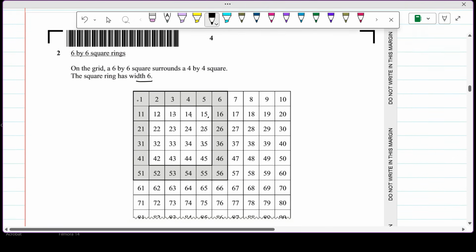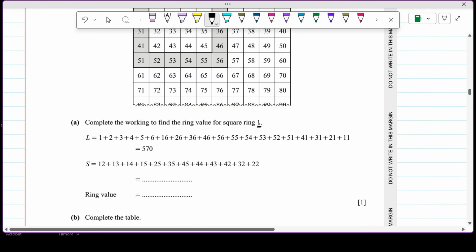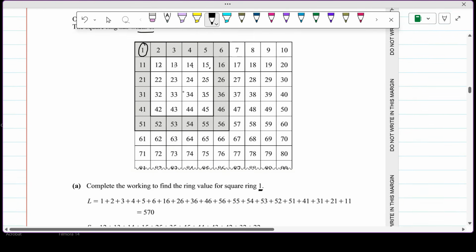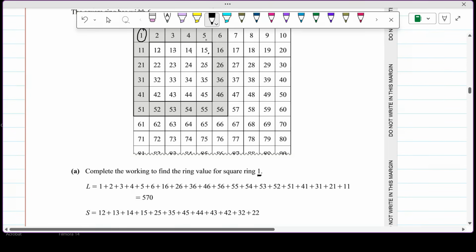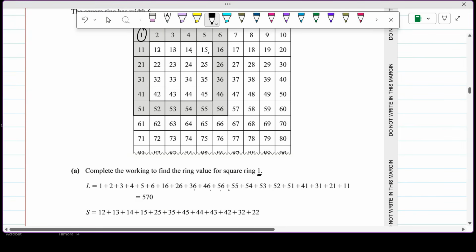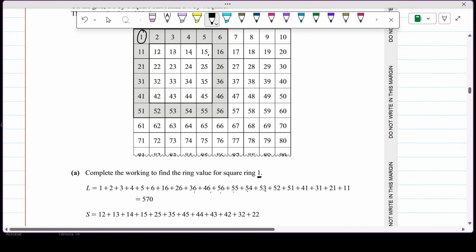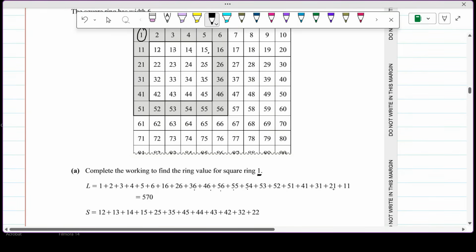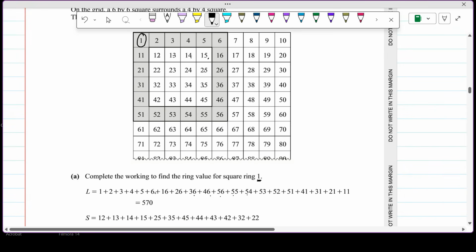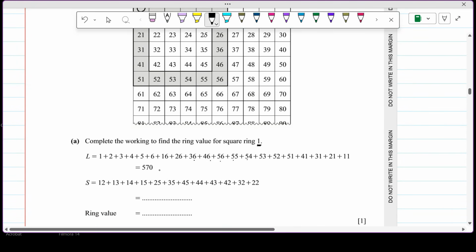This is square ring one because this one represents the top left value of the 6 by 6 square. So L is equal to 1 plus 2 plus 3 plus 4 plus 5 plus 6, 16, 26, then 36, then 46, then 56, 55, 54, 53, 52, 51, 41, 31, 21, 11. When we add them, we will have 570.